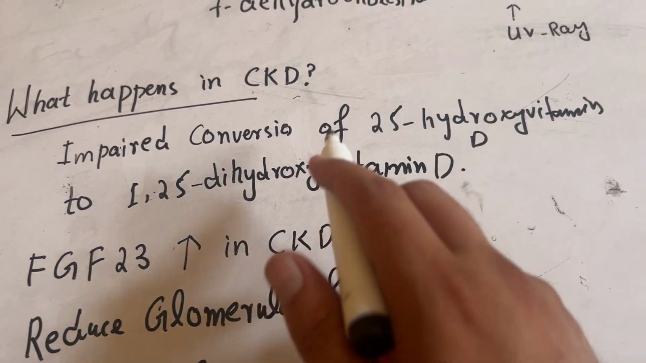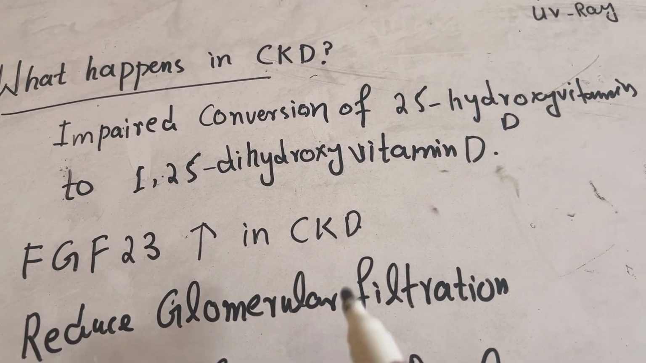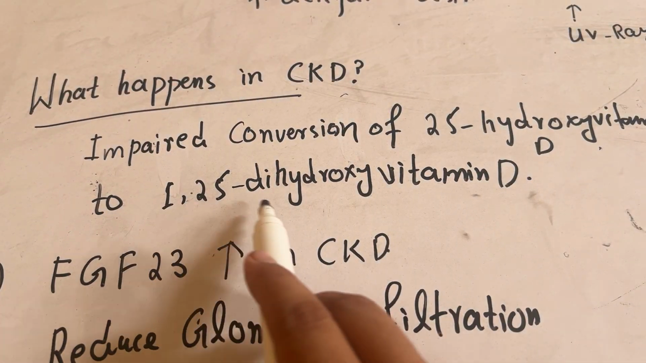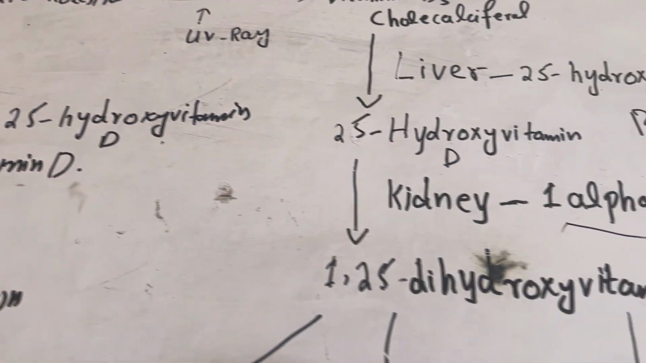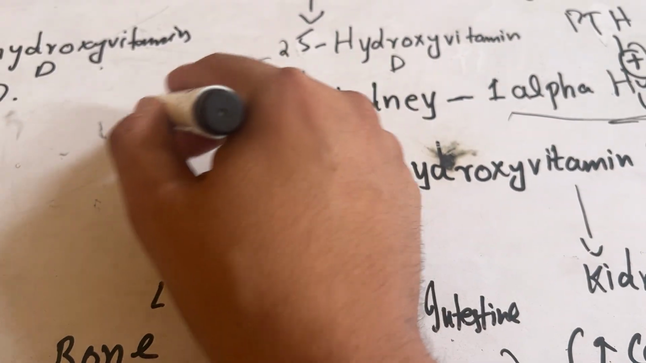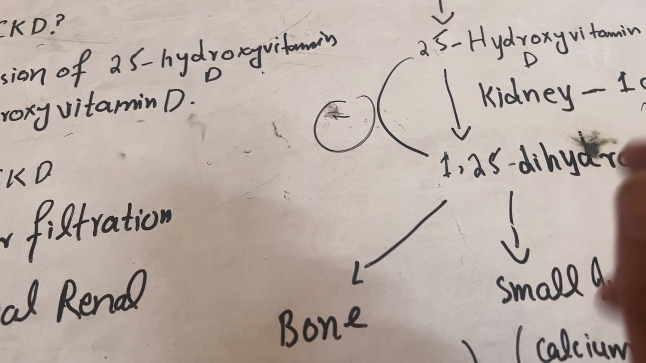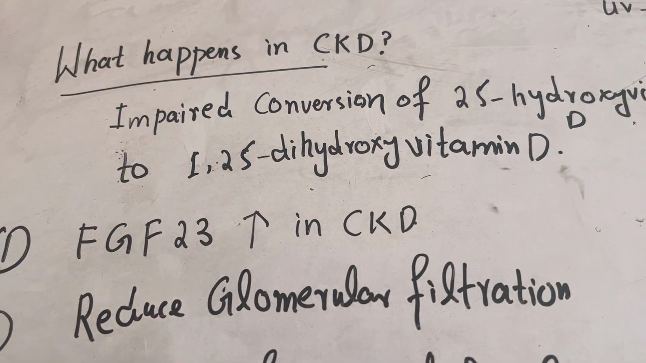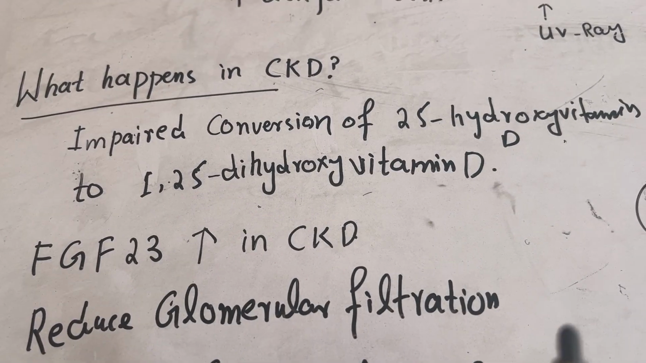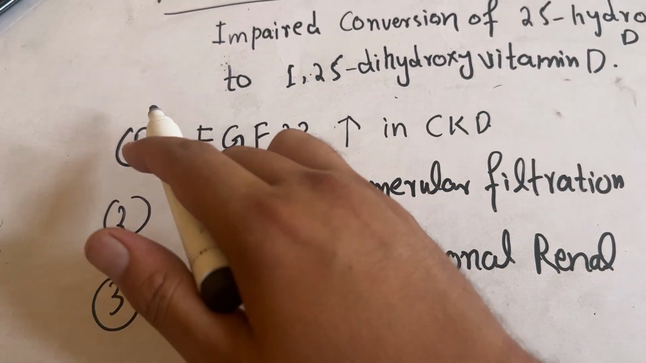In chronic kidney disease, there is impaired conversion of 25 hydroxy vitamin D to 1,25 hydroxy vitamin D. So in chronic kidney disease, this step, which occurs in the kidney, is impaired. The impaired conversion of 25 hydroxy vitamin D to 1,25 dihydroxy vitamin D is due to three factors.